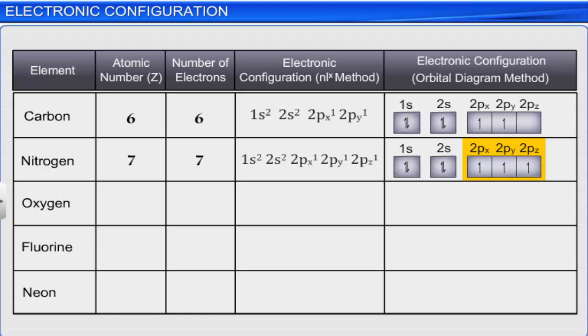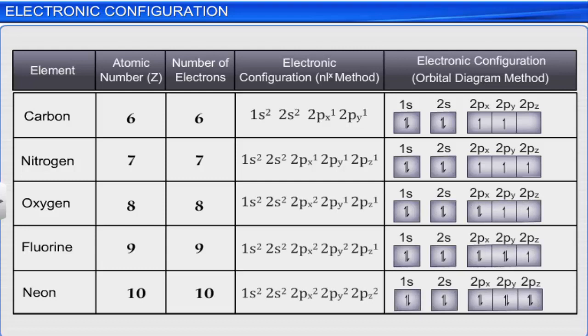Oxygen has 8 electrons. Fluorine has 9 and neon has 10 electrons. In each of these elements, after filling the first 4 electrons in 1s and 2s orbitals, the remaining electrons enter into the next higher orbital, 2p, according to the Aufbau principle. They successively occupy the 3 2p orbitals, that is 2px, 2py, 2pz, in accordance with Hund's rule. The pairing of the 2p subshell starts with oxygen and completes with neon.